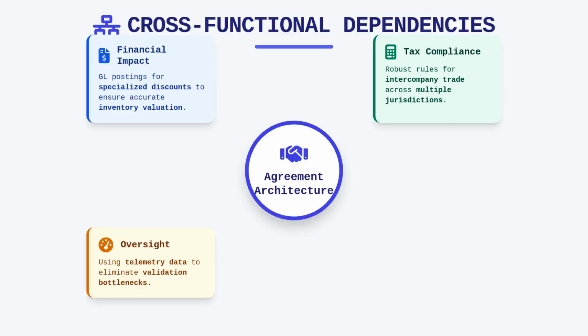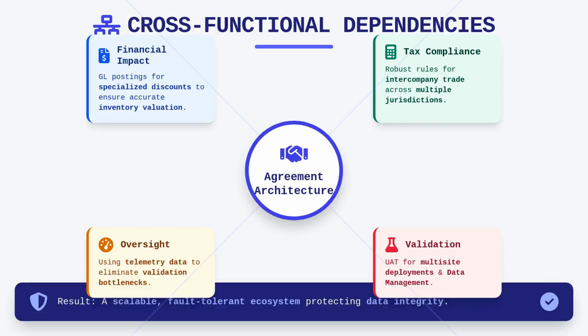Professional oversight involves regularly monitoring performance bottlenecks, often by utilizing telemetry data to ensure that complex agreement validations do not impede order processing speed. Functional consultants must design user acceptance testing scripts that specifically target edge cases, such as multi-site deployments, intricate workflow condition logic, and data entities managed via the data management workspace. By focusing on these integration points, you create a scalable and fault-tolerant ecosystem that can support complex enterprise requirements without sacrificing data integrity.